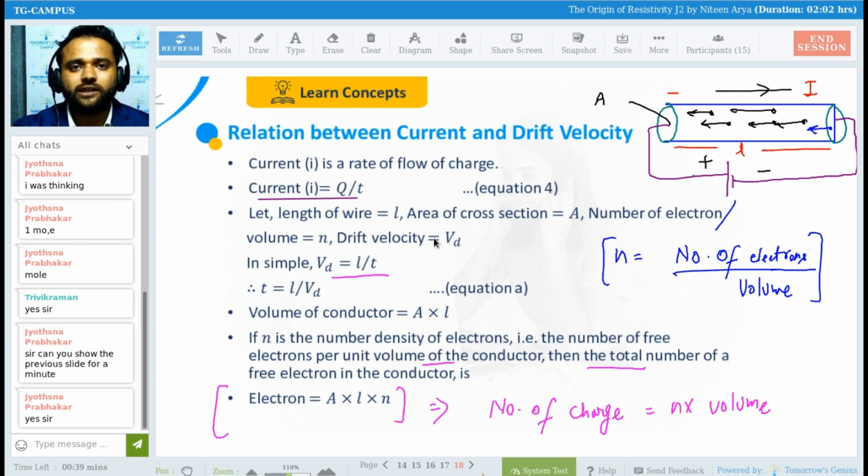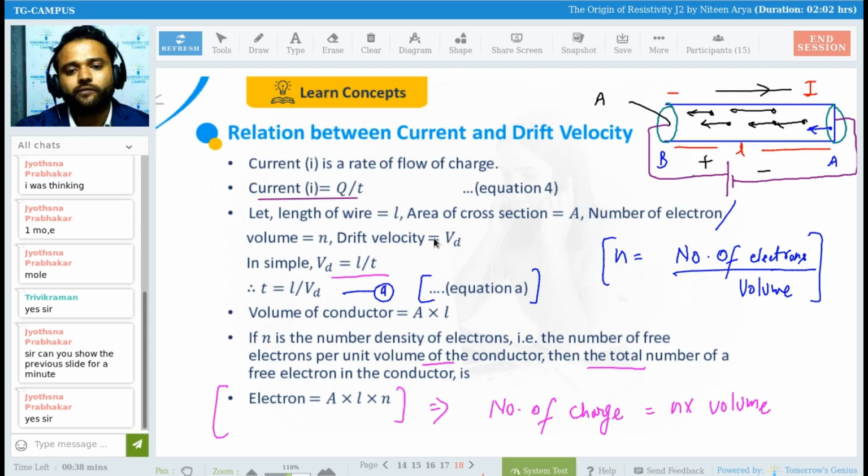Simply we know that velocity is length upon time. So the drift velocity, for this particular length and this particular time duration in which the n charge particles pass from point A to point B, is Vd, which is L by T. So from here we get T, which is L upon Vd. This is your equation number A.